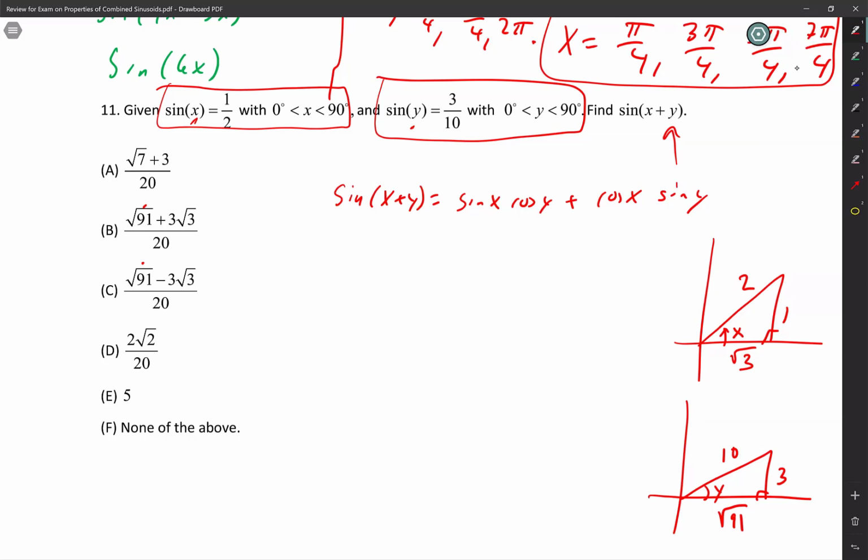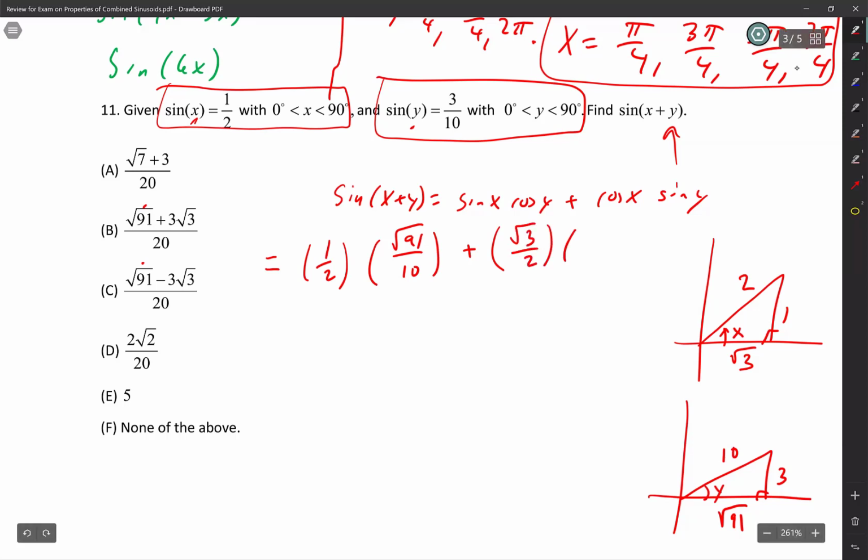Then from there, you just plug and chug, guys. Sine X was given, it was a half. And then it says cosine Y was not given. I come back to my graph over here. Cosine Y is square root of 91 over 10. I put a plus. It says cosine X, I go to the X one, is square root of 3 over 2. And then sine Y, I go back to the Y, that was the given one, 3/10. Make sure that the signs are correct. They are. Everything's in quadrant 1, so everything's positive. So then it just goes square root of 91 over 20 plus 3 square root of 3 over 20. I have the same denominator. So square root of 91 plus 3 square root of 3 over 20.